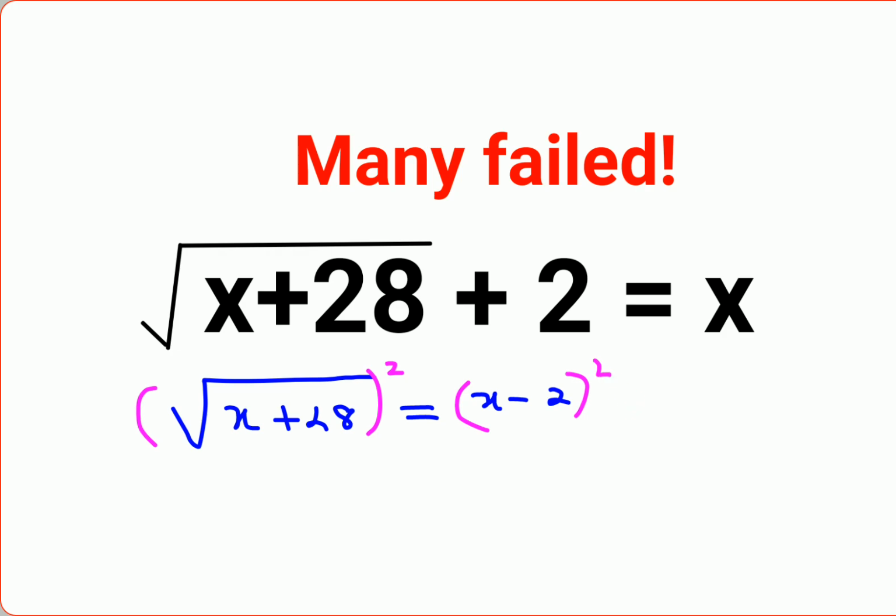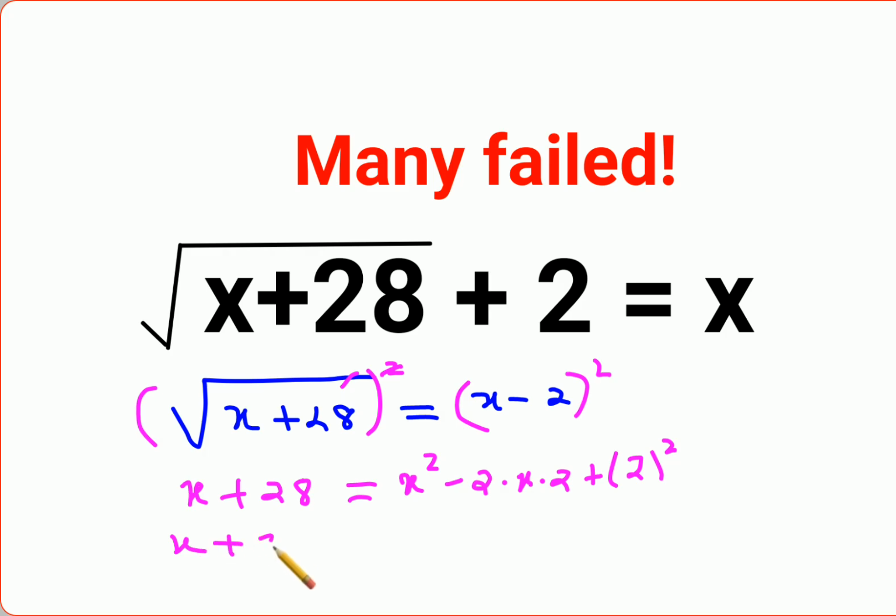So the square and root always cancel. So you're just left with x plus 28 on this side of the equal sign. And here you will use the expansion of (a minus b) the whole square, which is a square, x square, minus 2 into a, which is x, into b, which is 2, plus 2 the whole square. So this gets you x plus 28 equals x square minus 4x plus 4.